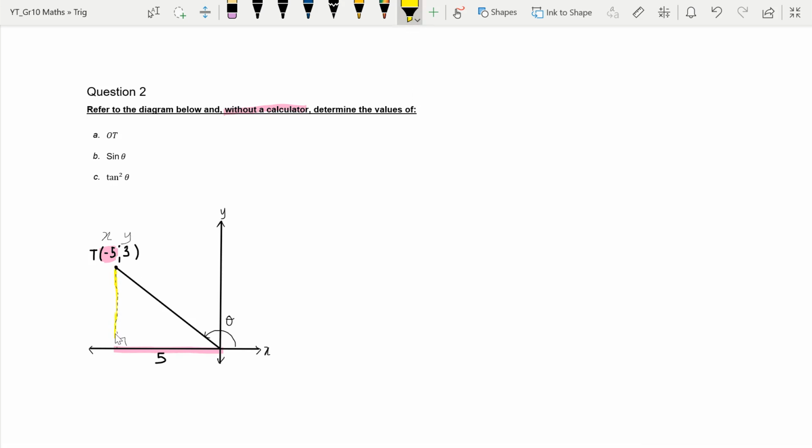Then this one over here, that one over there is 3. Perfect. We don't have our hypotenuse. We can use the theorem of Pythagoras to work that out.